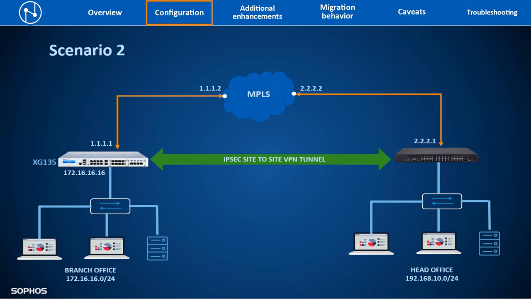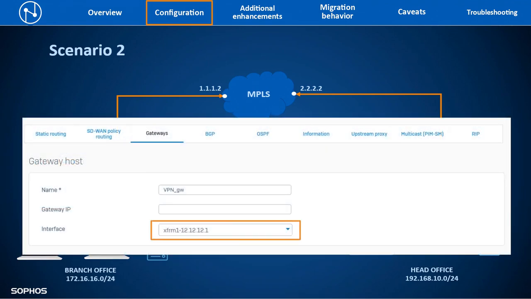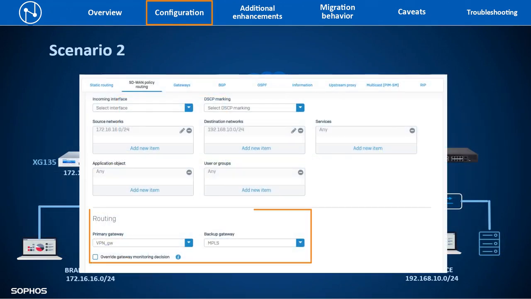route precedence, by configuring the newly introduced route-based IPsec VPN. A gateway can be configured on this VPN tunnel virtual interface, and then it can be used to route the traffic between the IPsec VPN connection and the MPLS selectively, even when both the links are active.